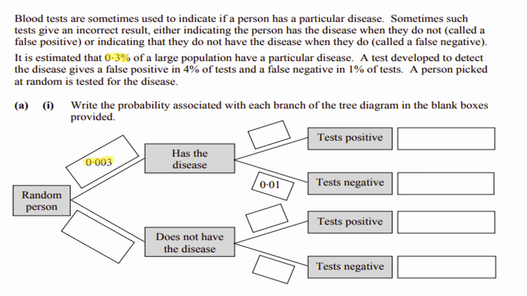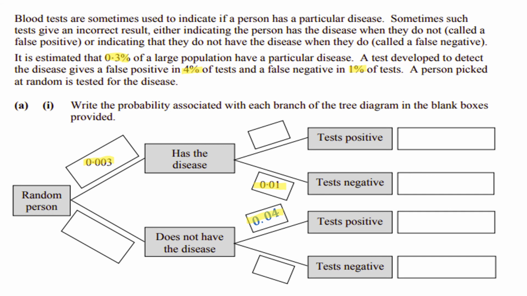A test developed to detect the disease gives a false positive 4% of the time. False positive means they don't have the disease, but they do test positive. So that will go in here. There's our 0.04. And a false negative in 1% of tests. False negative means they have the disease, but show negative. And that's that number there. A person is picked at random and is tested for the disease. Write the probability associated with each branch of the tree in the blank boxes provided.